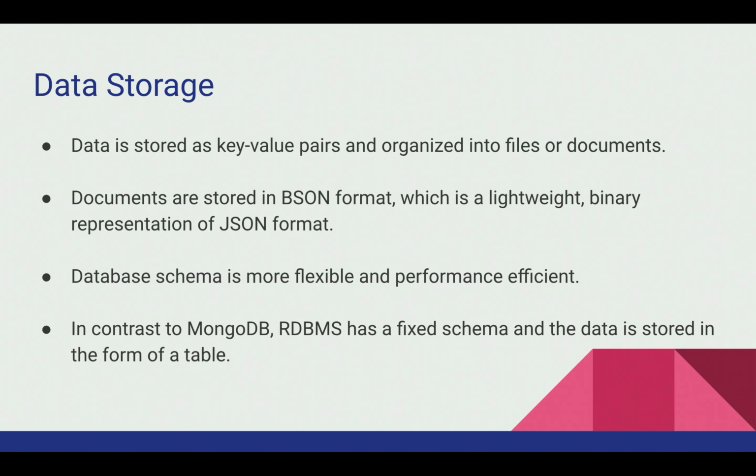Relational databases have a fixed schema in contrast to the NoSQL databases, and the data is stored in the form of a table. The headers of the table are the attribute names, and the rows of the table store the values of the different records of the database.